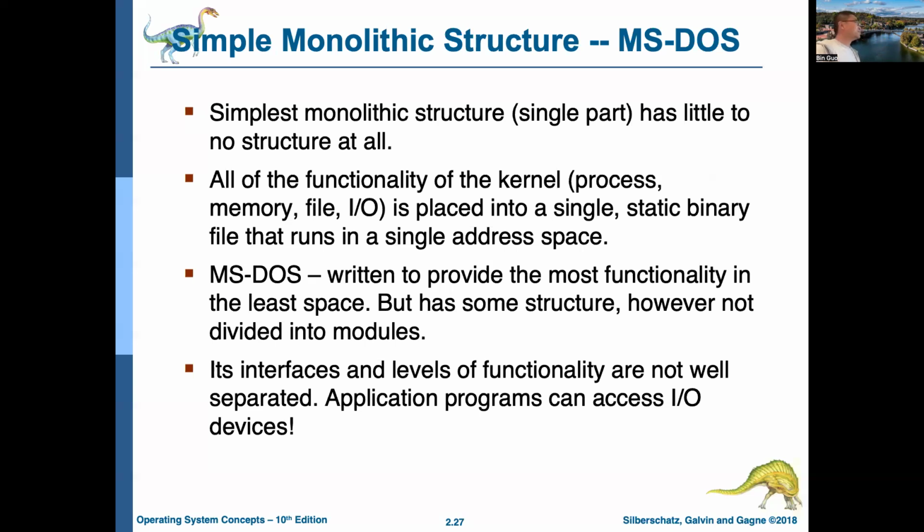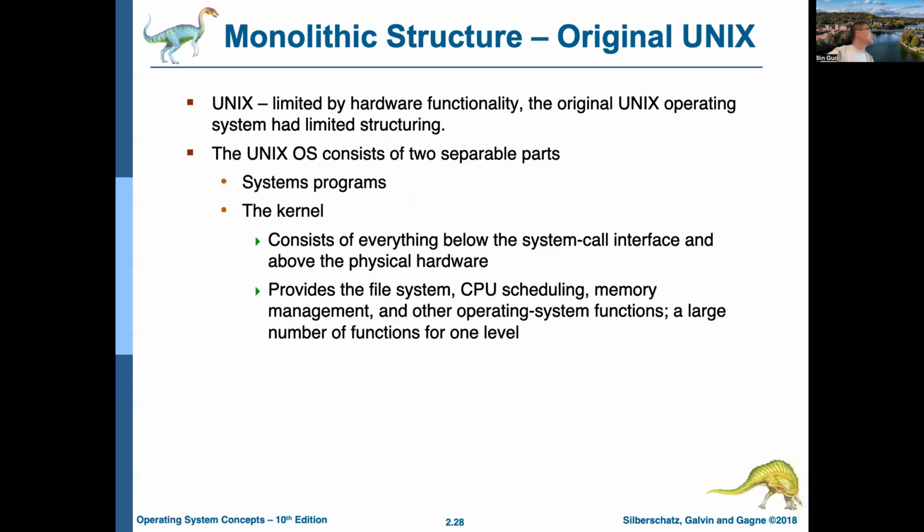All of the kernel functions, like process, memory, and file I/O, are placed into a single static binary file that runs in a single address space. We have not yet discussed the memory space, but they are in a single address space. Because it is simple to implement, like MS-DOS. MS-DOS, the old operating system, was implemented this way.